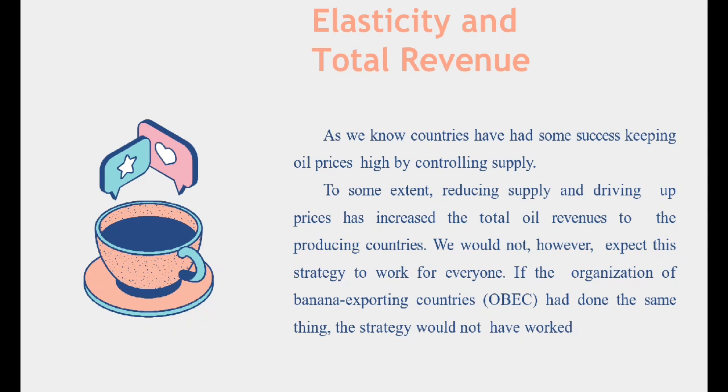Elasticity and total revenue. As we know, countries have had some success keeping oil prices high by controlling supply. To some extent, reducing supply and driving up prices has increased the total oil revenues to the producing countries. We would not, however, expect this strategy to work for everyone. If the Organization of Banana Exporting Countries, OPEC, had done the same thing, the strategy would not have worked.